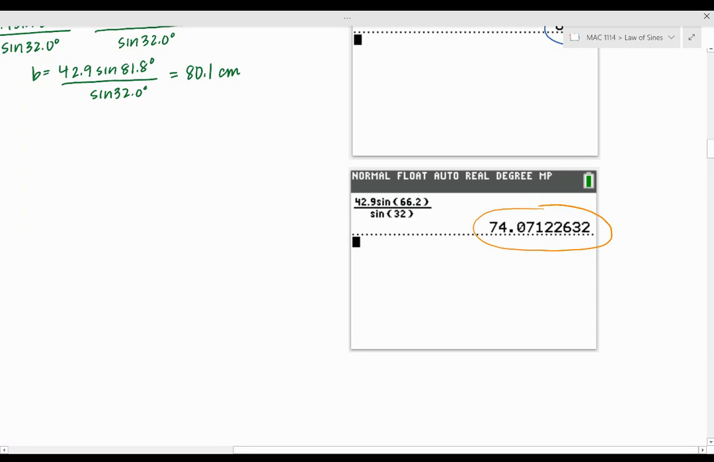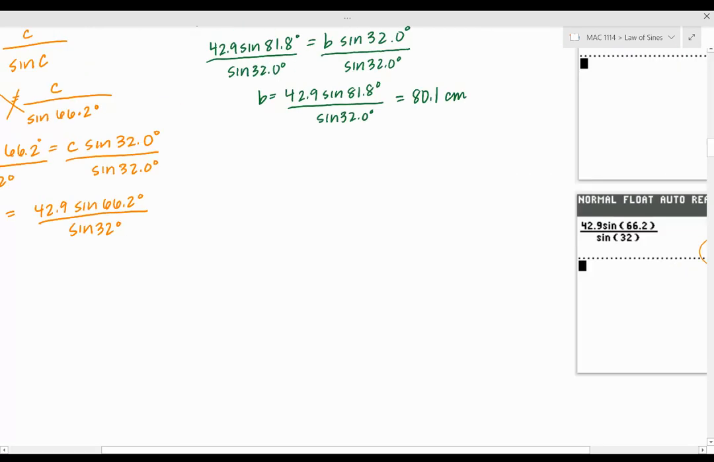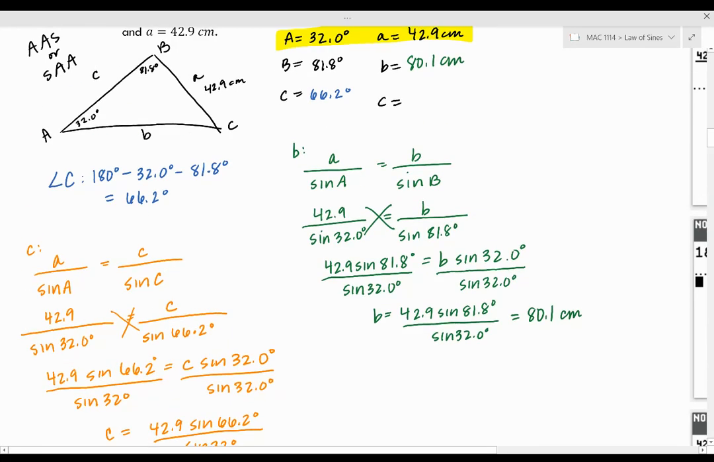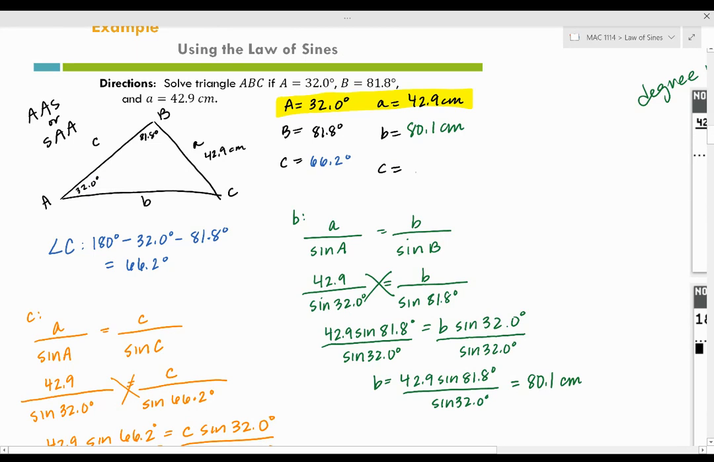Okay, so when I go to plug that into the calculator, okay, I get this answer here, 74.0712. I'm going to round to one decimal place, so that's going to give me 74.1. And we're in centimeters. So I'm going to go up to my chart. I'm going to put in 74.1 centimeters. All right, and I'm finished. I know that I'm finished because I have the measurements for all three angles and all three sides, okay?